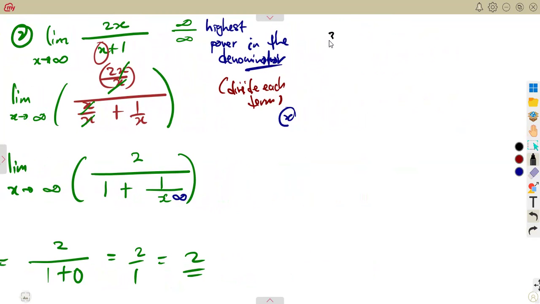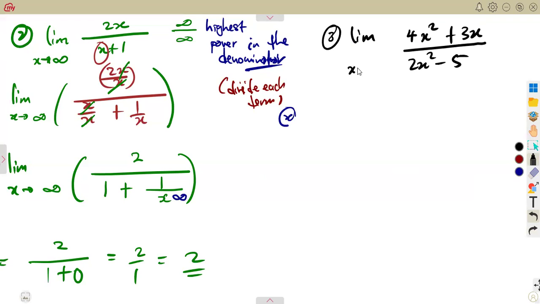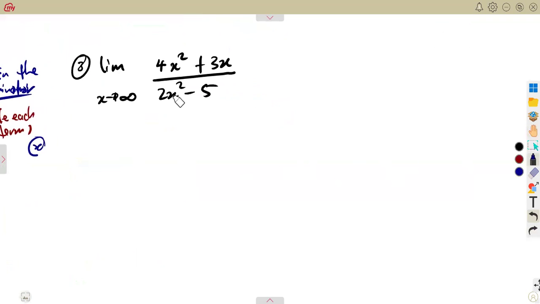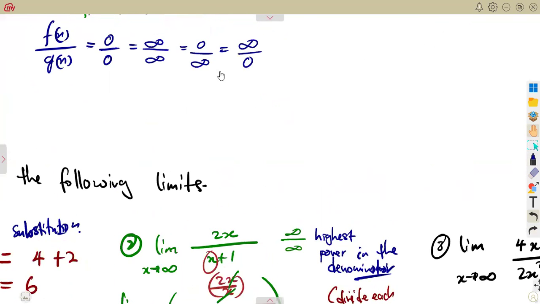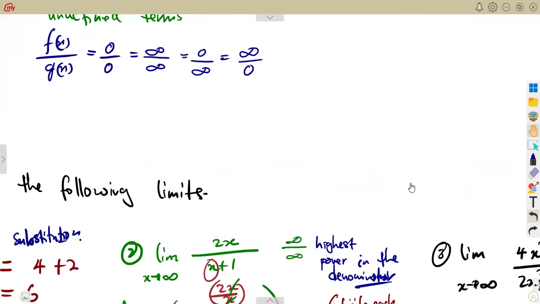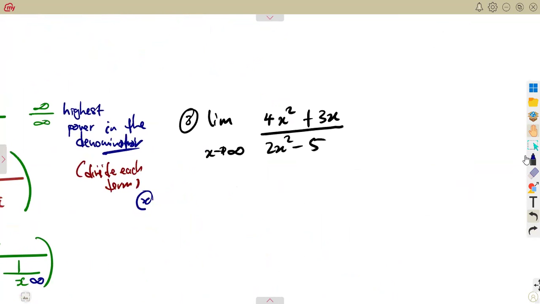Still calculating the limits. All right, let's say we are given the limit of 4x squared plus 3x, everything over 2x squared minus 5, as x is approaching infinity. Let's see what's going to happen here. First thing, because it's a fraction, you test: is this going to give infinity over infinity or one of the other undefined conditions? Once it happens, then you must divide, because if we check our denominator, it cannot be factorized.